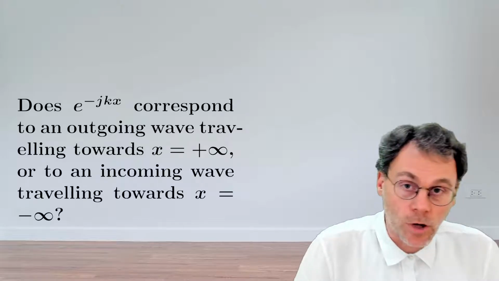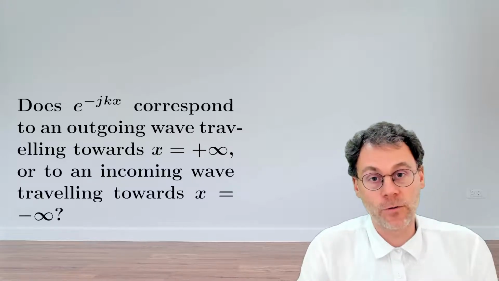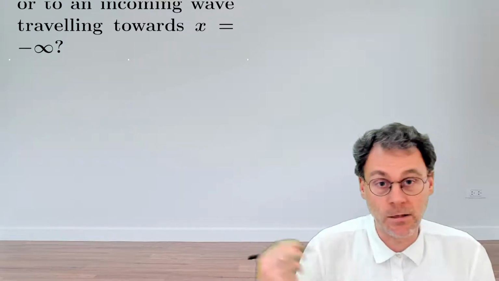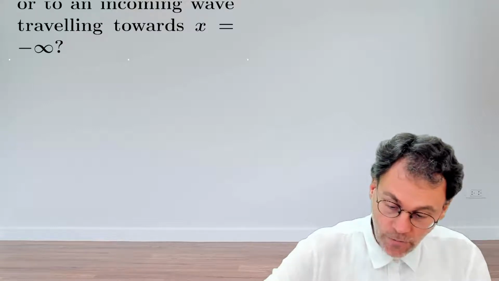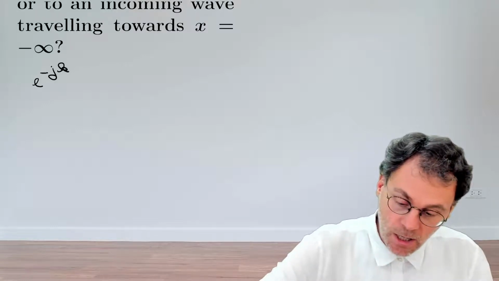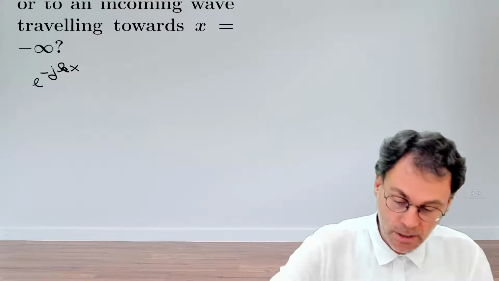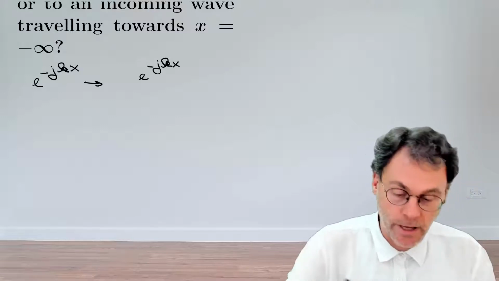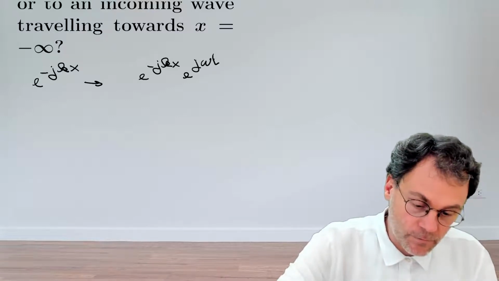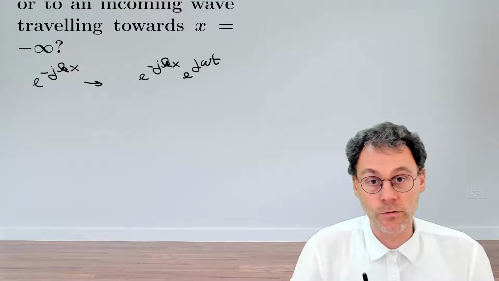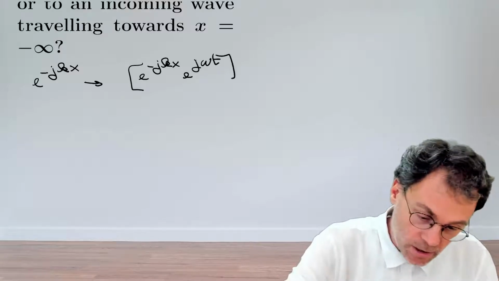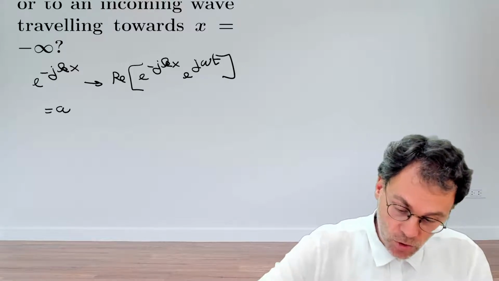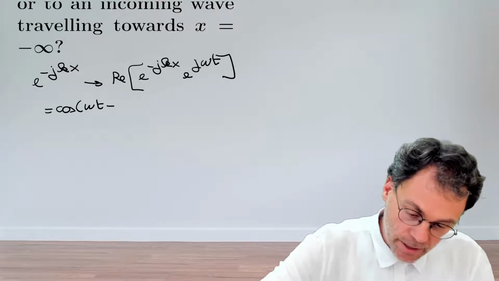In order to answer that question, we obviously need to move back from the frequency domain to the time domain. So we need to convert our phasor back into something that has an explicit time dependence. Our phasor is exponential minus j kx. To translate that back to the time domain, we take our phasor, multiply it by exponential j omega t, which is the convention we use for time dependence, and then take the real part of that equation. That brings us to cosine omega t minus kx.